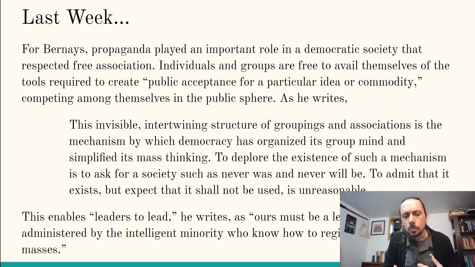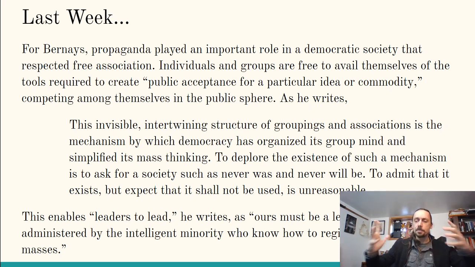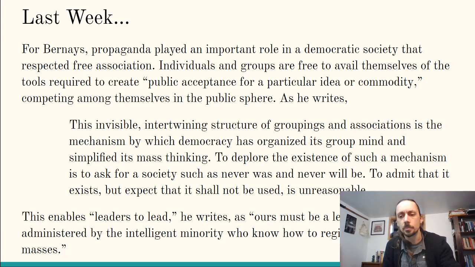And these tools enable leaders to do the job of leading, because ours must be what he calls a leadership democracy, administered by the intelligent minority who know how to regiment and guide the masses. So starting as early as the 1920s and 30s, people were very consciously theorizing about the need of manipulating the masses' opinions and thinking of it as not subverting democracy, but as a really critical element of democracy.